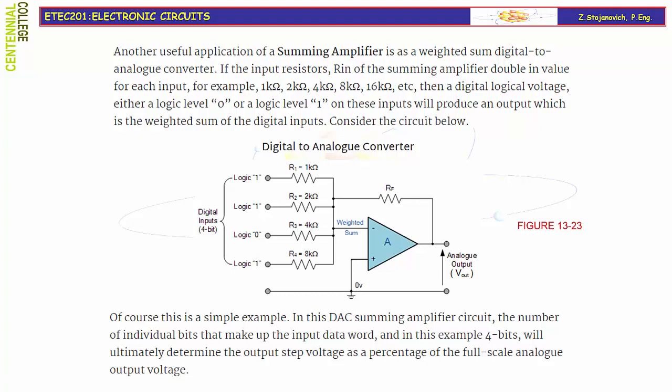Digital to analog converters as well as analog to digital converters are explored much deeper in our Electronics 3 course, ETEC201.